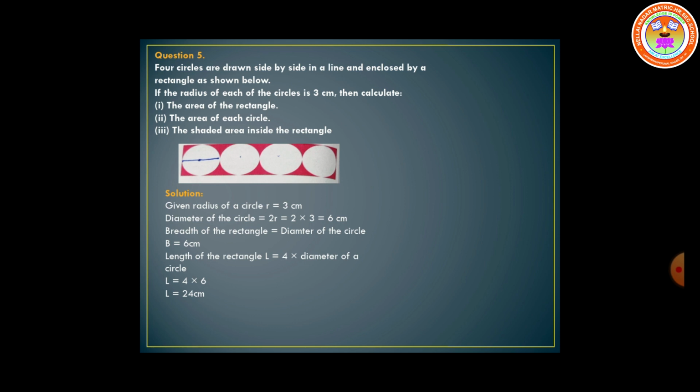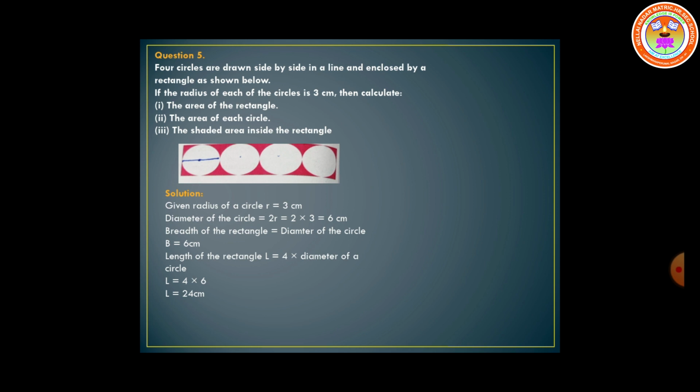What is given in this problem is the radius of the circle. The radius of each circle is 3 cm. 2 times the radius means the diameter. That is given, radius of a circle r is equal to 3 cm. So you have to find the diameter of the circle. Diameter of the circle means 2 times r. 2 into 3 is equal to 6 cm.